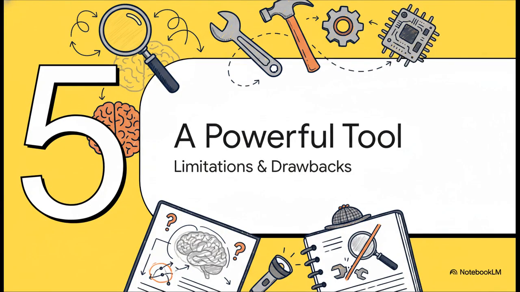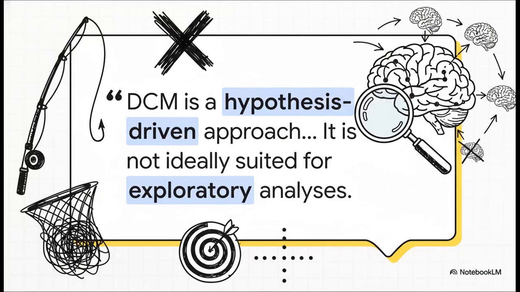Okay, so DCM is clearly a powerhouse, but like any highly specialized instrument, it's designed for a very specific job. And to be a good scientist, or a good detective, you have to know not just what your tools can do, but also what they can't do. This quote really nails it. DCM is what we call a hypothesis-driven approach. That means it is not for fishing expeditions. You can't just toss a huge pile of data at it and ask, so what's going on in there? You have to come to the table with a specific question, a specific theory you want to test. It's for confirming ideas, not for discovering them from scratch.